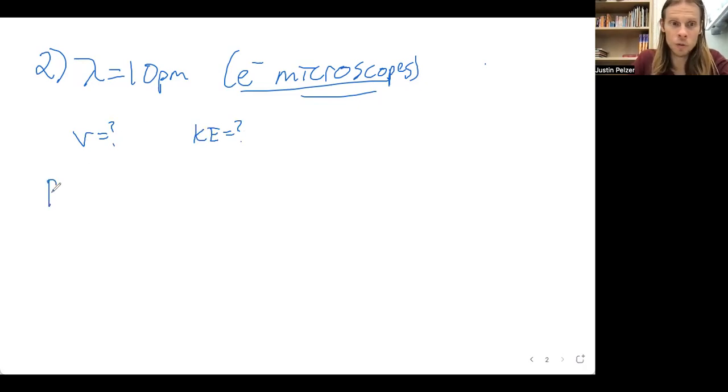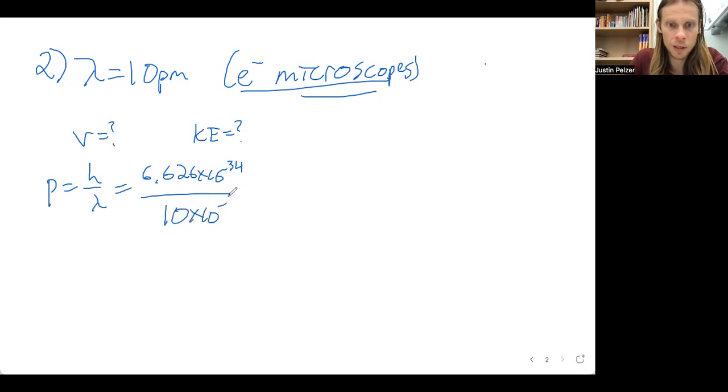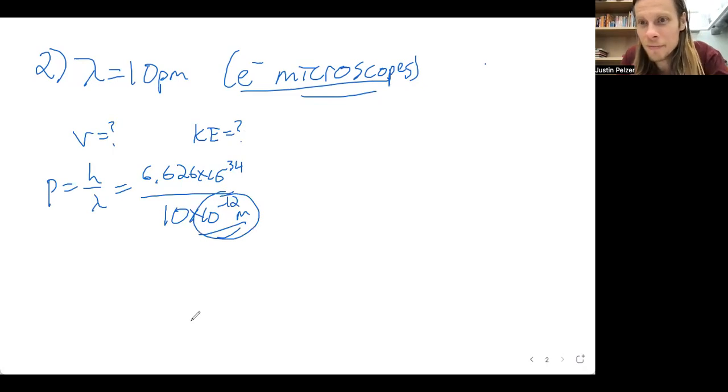So the velocity, you do momentum is h over lambda. Sometimes you don't need h bar. 6.626 times 10 to the negative 34 over 10 times 10 to the negative 12. Pause the video. Why did I do this? You can figure it out. It's easy. It's picometers, right?